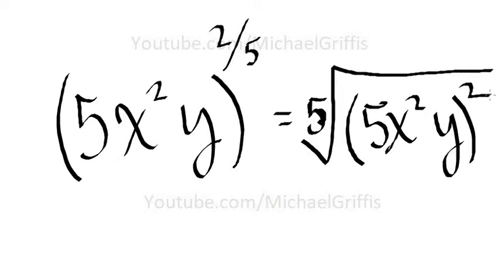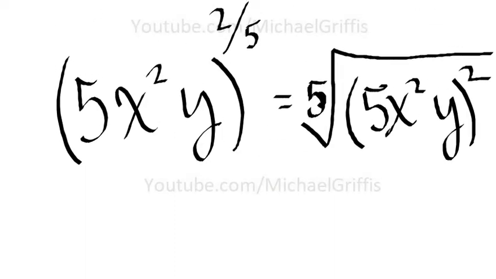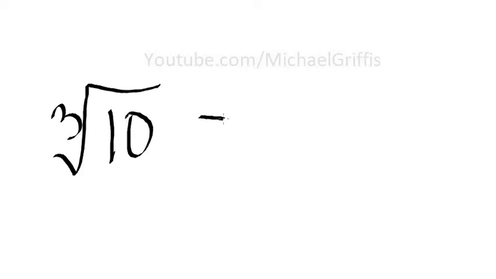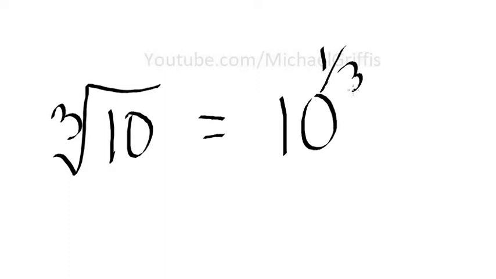Moving right along. Now let's go back in the other direction. We got from exponential notation to radical. Going back in the other direction, if we have the square root of 3, then this should be 3 written to the half power. So you see there's a 2 here, but we don't write it, and 3 raised to the 1st power. What about if I had the cube root of 10? We can rewrite this as 10 raised to the 1/3 power.